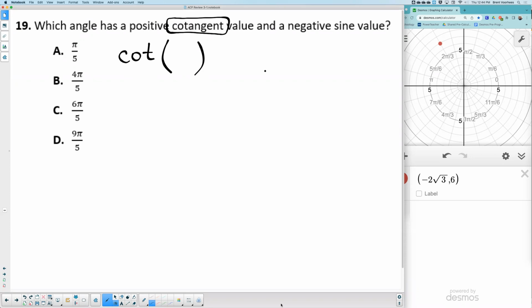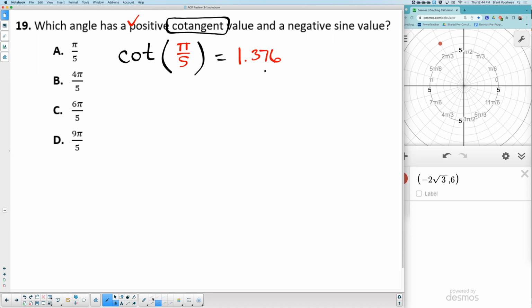Okay, so cotangent of either pi over 5, 4 pi over 5, 6 pi over 5, and 9 pi over 5. Okay, let's do answer choice A. Have we done A yet? What did you get for cotangent of pi over 5? 1.36. Okay. So would this be a possible answer? Yes, possible answer. And so you would try sine. Okay, let's move on to the next one.